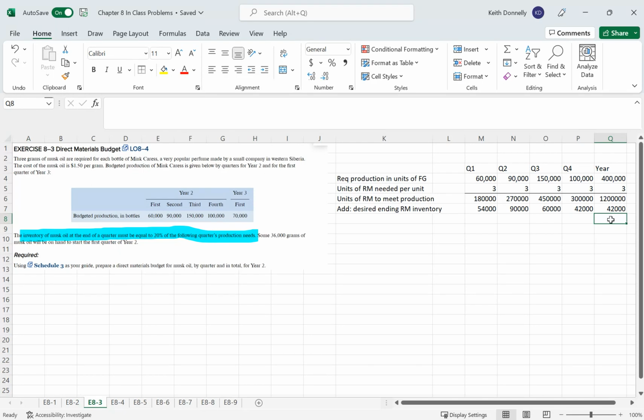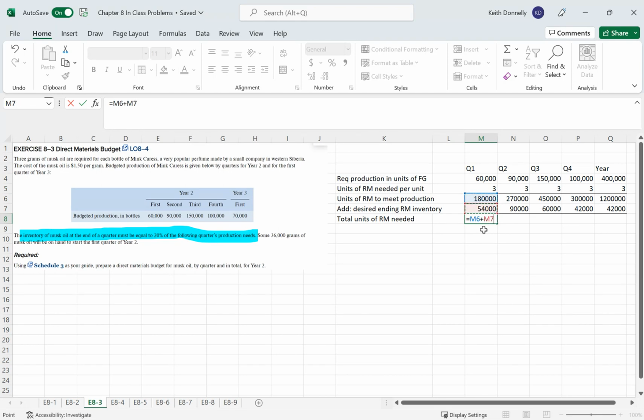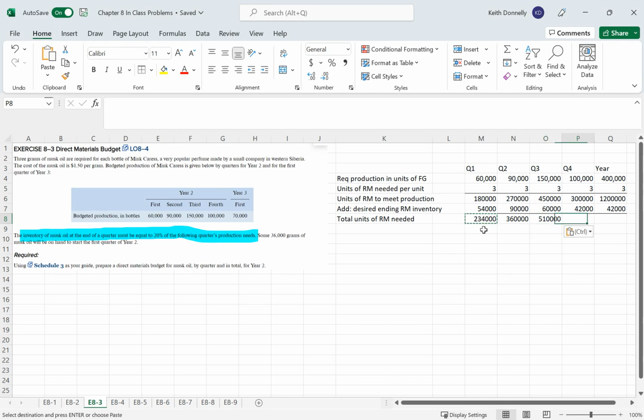So sometimes you add it across. Sometimes they're asking, like, what is your desired at the end of the year? So you kind of have to just read that carefully. All right, that's going to tell us our total units of raw materials needed. In this case, it would be the 180 plus the 54. We're looking at 234, 360, 510, 342, 1,242,000.